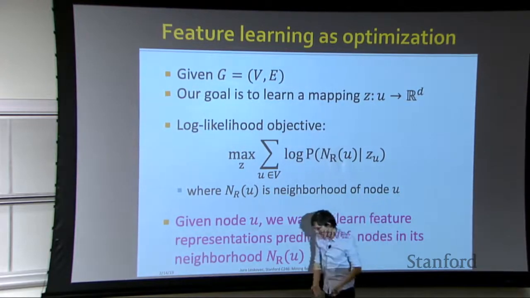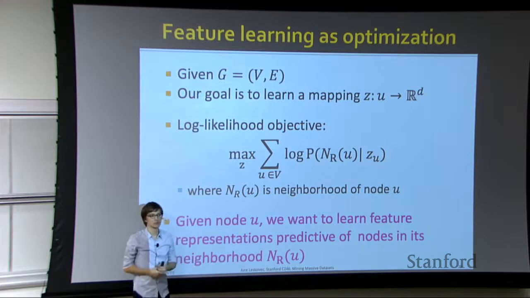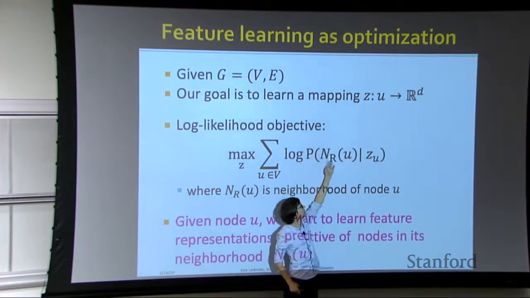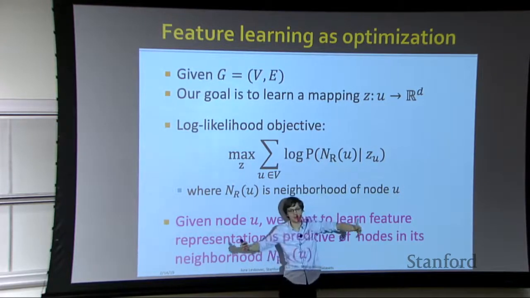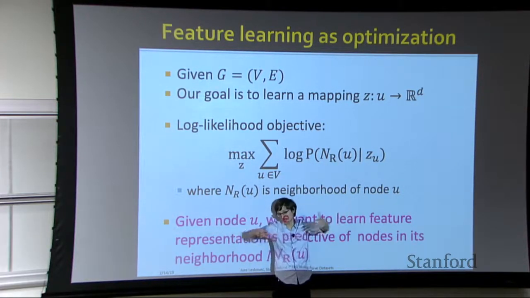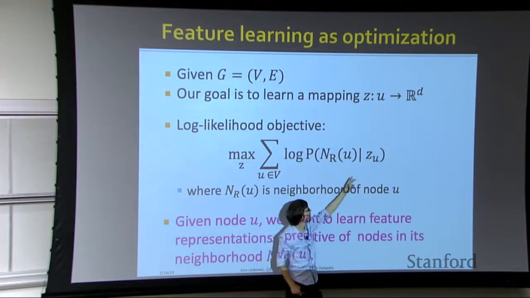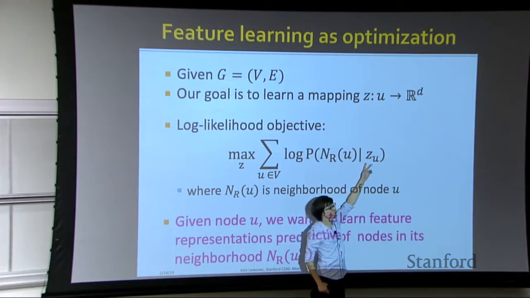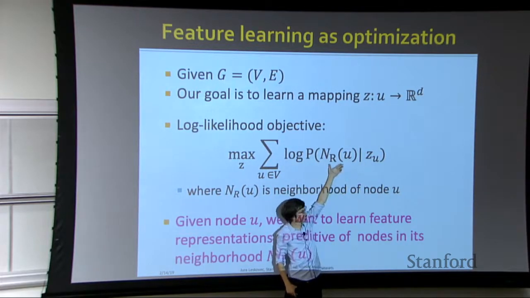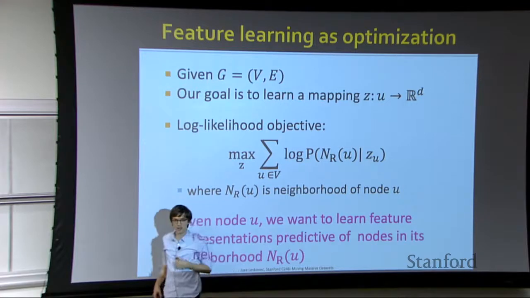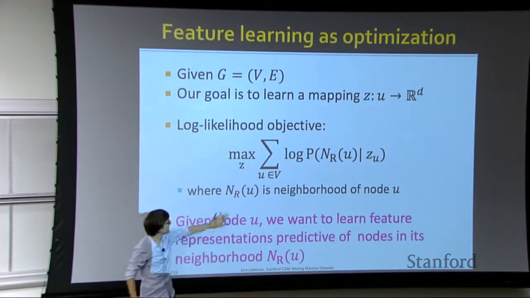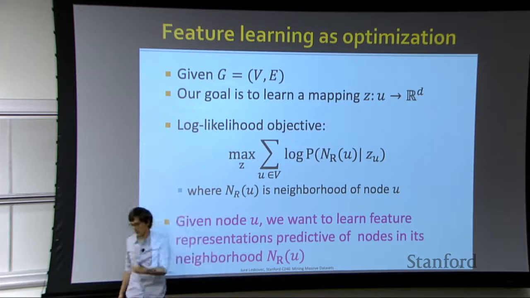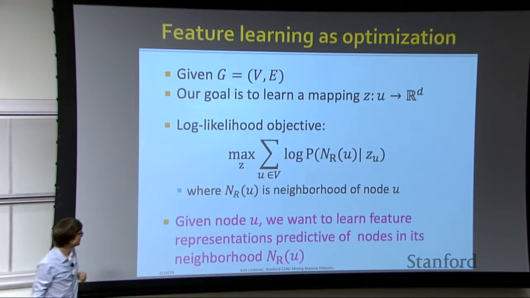So I'm saying from the coordinates of node U, predict who's in the neighborhood of U. I came up with a prediction problem where I don't need any labels. For every node, I need to define the neighborhood, some set of nodes. Maybe these are direct neighbors, or some nodes that I somehow selected from the network. And now I want to solve for the coordinates z such that from the coordinates, I can predict who's in the neighborhood. So this N sub R is an abstractly defined notion of a neighborhood of node U.